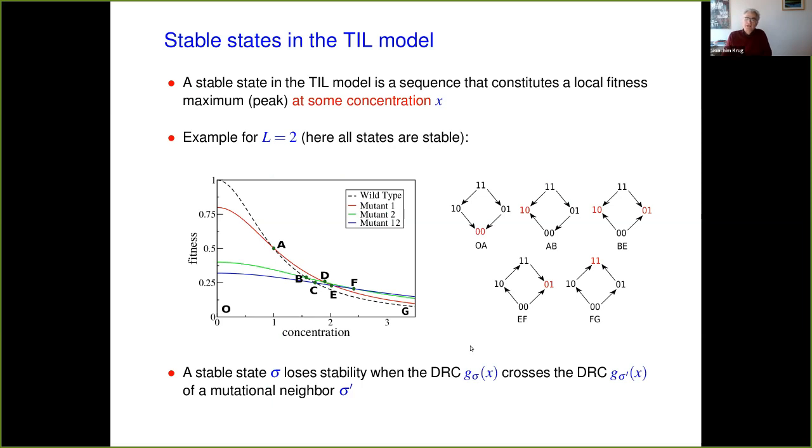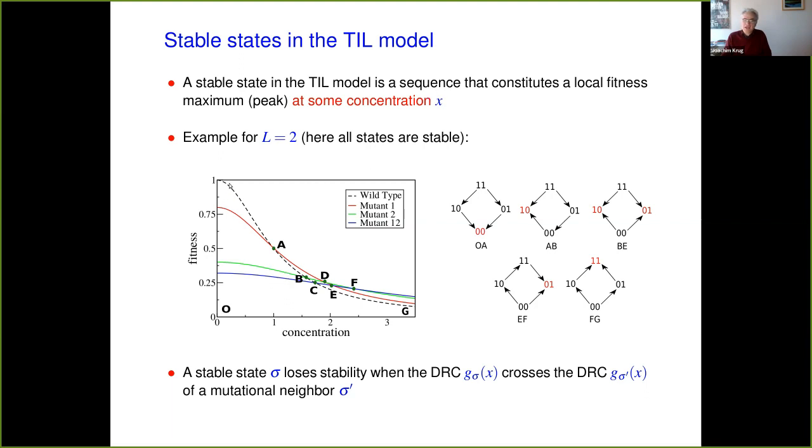Okay, so what I'm going to argue is that this model is in a certain sense equivalent to the Till model that I introduced. So what are the stable states in the Till model? A natural definition is that a stable state is a local fitness peak, right? And so we're going to say that a stable state in the Till model is a sequence that is a local fitness peak at some concentration X.